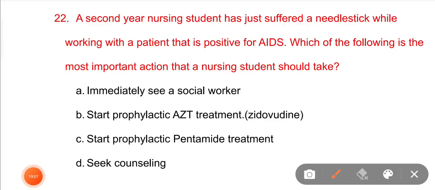The right option is option B. So the nurse student should take the zidovudine treatment. So that is AZT treatment.